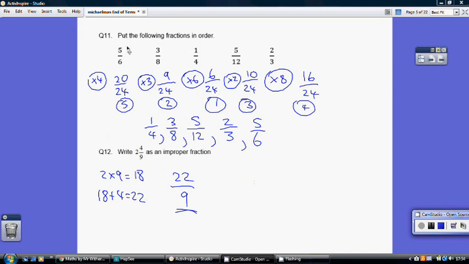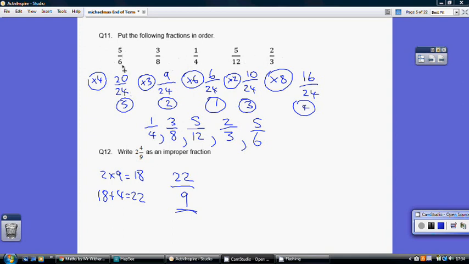Question 11. Put the following fractions in order. Now, a lot of you might be able to just put them in order by sight, just comparing one with another. But one way to do it, just to be absolutely sure, is to put them all over a common denominator. Now, I can see that 6, 8, 4, 12 and 3 are all factors of 24. So I'm going to put all of these fractions over 24. I'm going to find the equivalent fraction for each over 24.